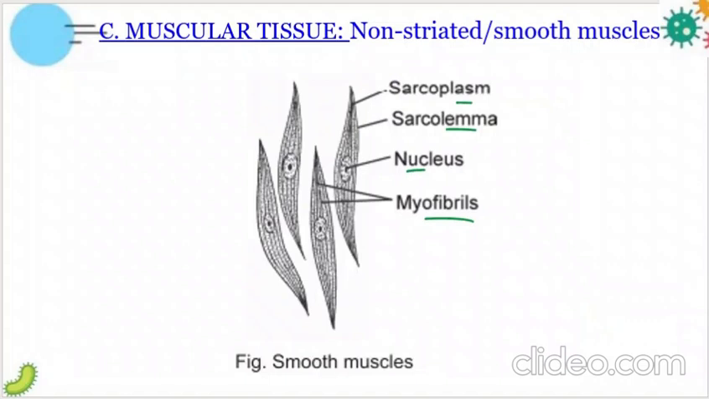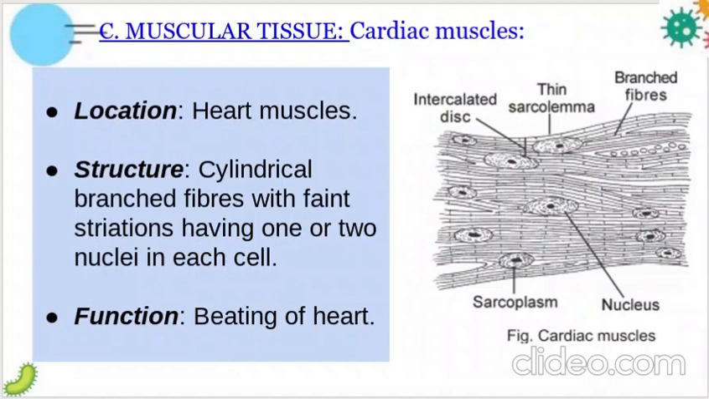Next type of muscles are cardiac muscles. Now, cardiac muscles are nothing but heart muscles. Cardiac means heart, correct? So they are present in the heart. Again, they are involuntary.